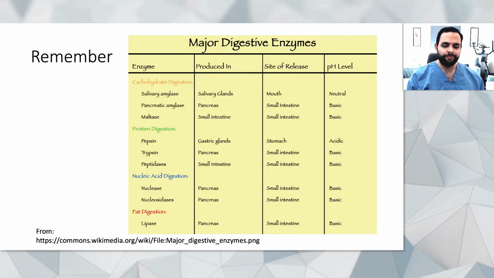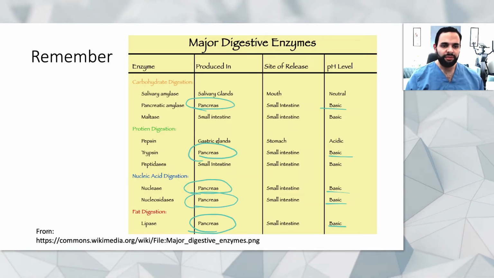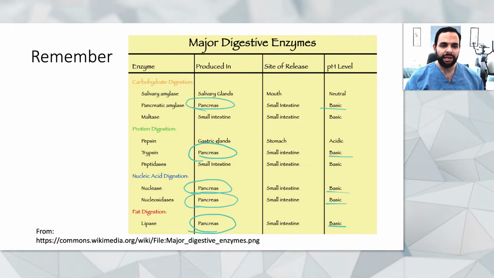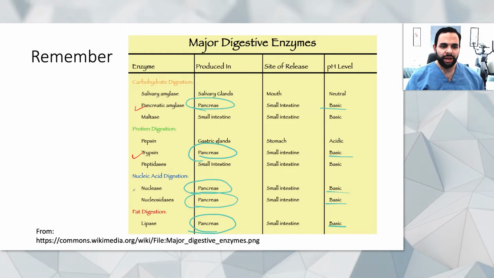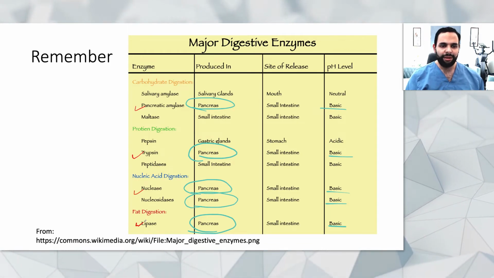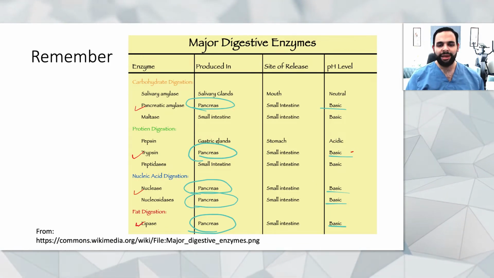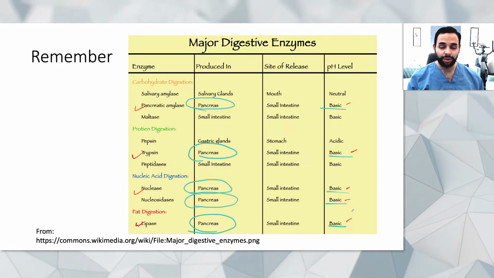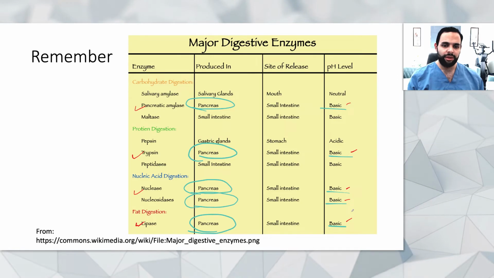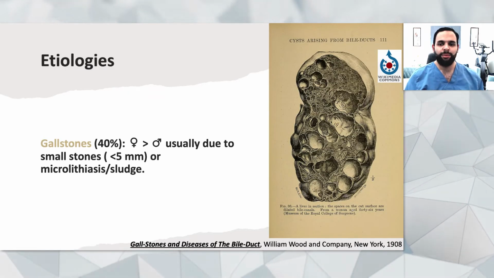lot of loss. I want you to remember, if you look here, look how many enzymes the pancreas is responsible for. So amylase, trypsin, nucleases, lipase, and all of the pancreatic excrements are also basic, so they have direct corrosive effect when they are exposed to local tissues.